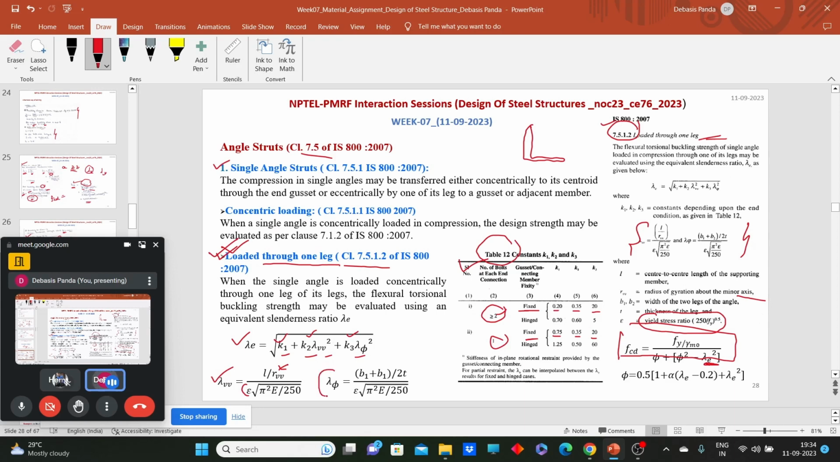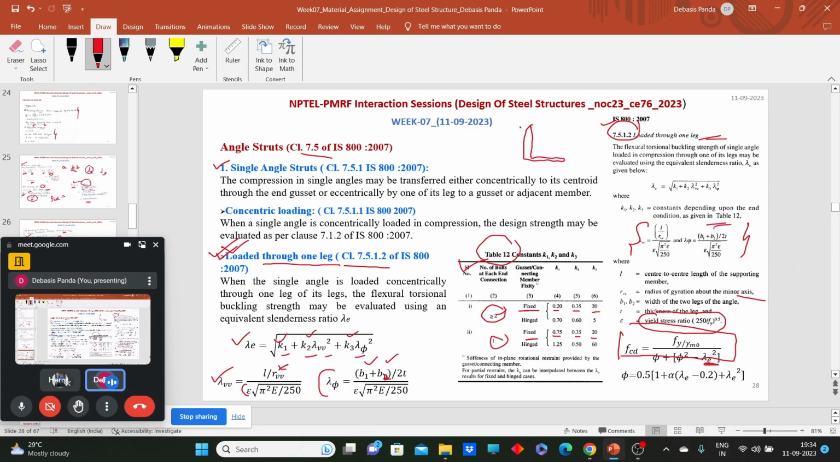And how can we calculate lambda phi? Lambda phi can be calculated using (B1 plus B2) divided by 2T. So what is that B1 and B2? This should be B1 and B2. Okay, here it is written B1 and B2, but I have mistakenly written B1 and B1, so please make it correct. B1 plus B2.